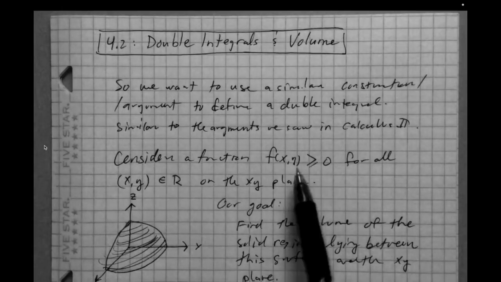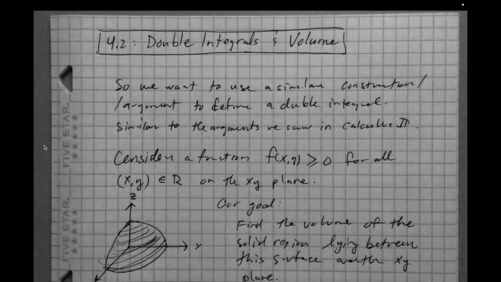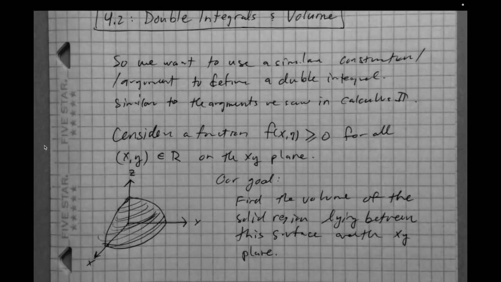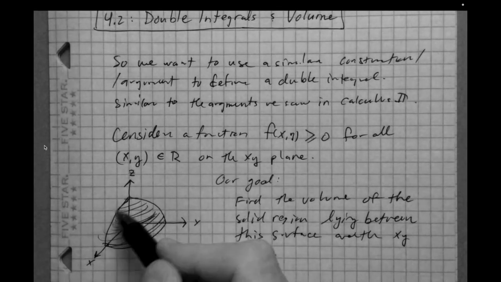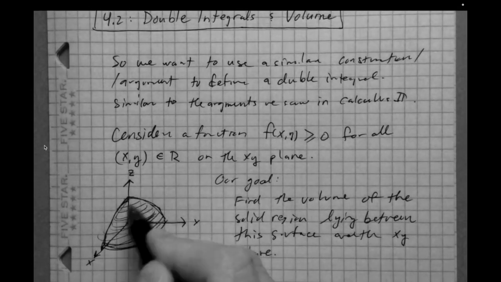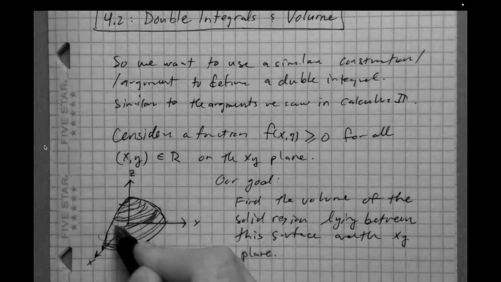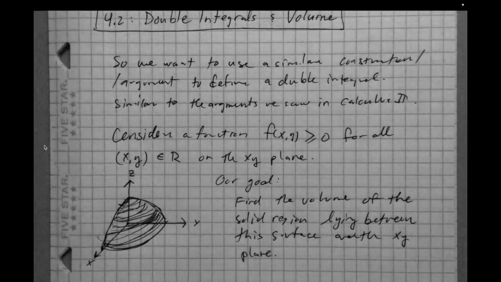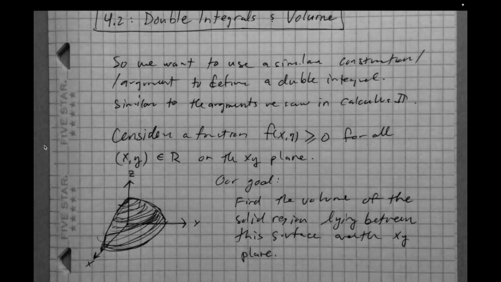So this f of xy is going to tell you where you're at on the z-axis and where you're at on this surface. And so we want to be able to find the volume between the surface and the xy plane. Basically, if you think of this as a solid that comes down to the xy plane, it kind of looks like this. It's got some mass to it, and we want to be able to find that volume. And so how are we going to do that?